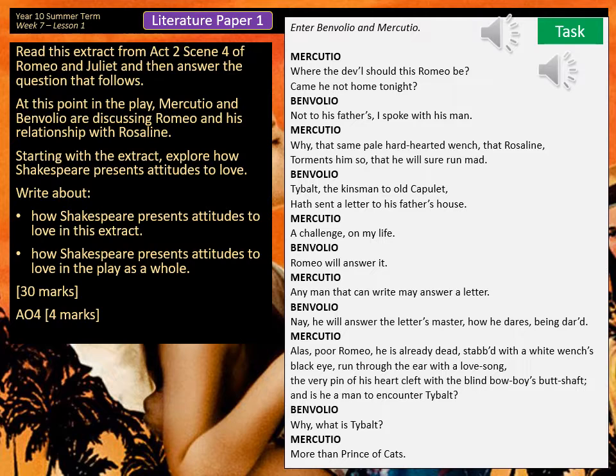Okay, let's go back to the question then. Read this extract from Act 2, Scene 4 of Romeo and Juliet, and then answer the question that follows. At this point in the play, Mercutio and Benvolio are discussing Romeo and his relationship with Rosaline. Starting with the extract, explore how Shakespeare presents attitudes to love. Write about how Shakespeare presents attitudes to love in the extract, and how Shakespeare presents attitudes to love in the play as a whole.